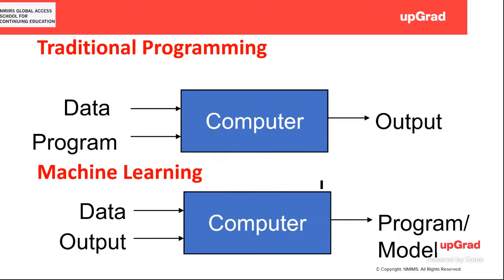Now in machine learning, you will give data and output. Output means your labels, right? Yes or no, those labels. You will give the data and the labels, and it will give you a program, a machine learning model. This model is nothing but a kind of program, or a kind of rule based system, or a kind of equation. It can be an equation, it can be a rule based system, it can be a tree, a decision tree, it can be a logic code kind of thing.